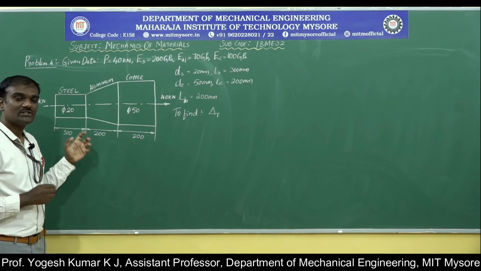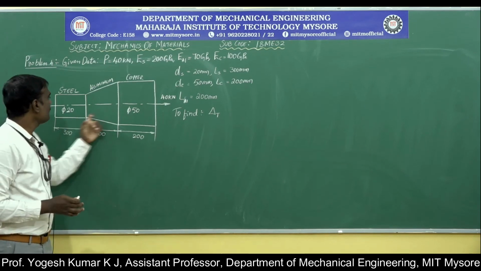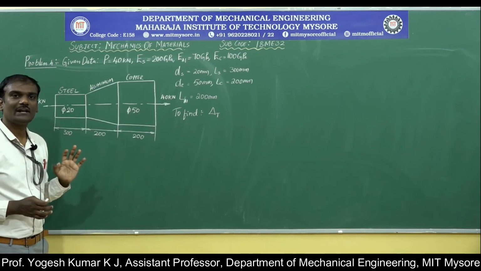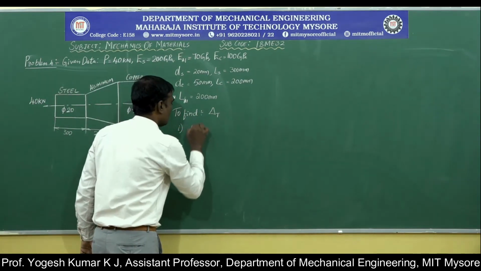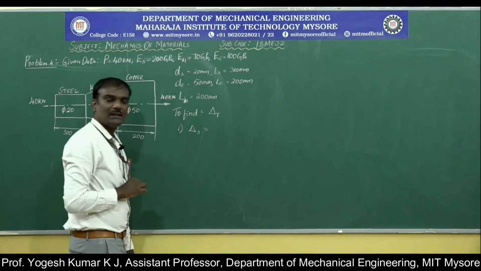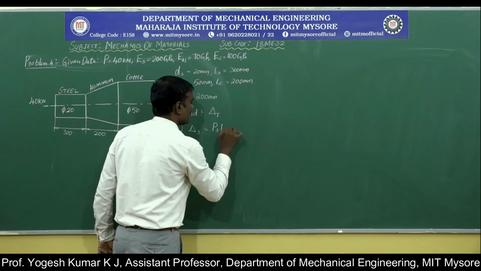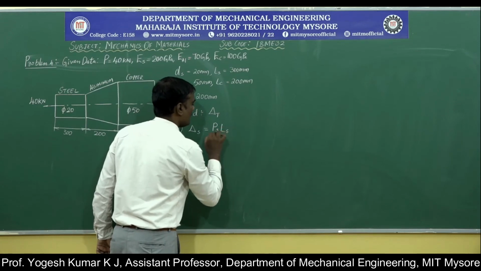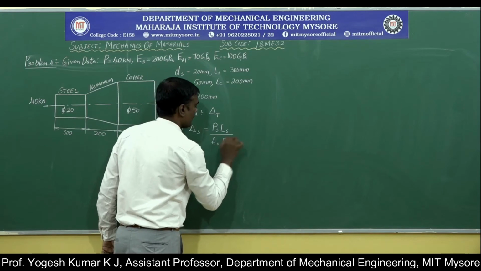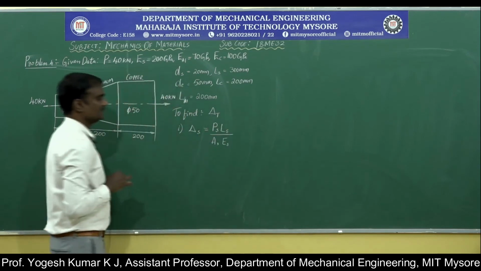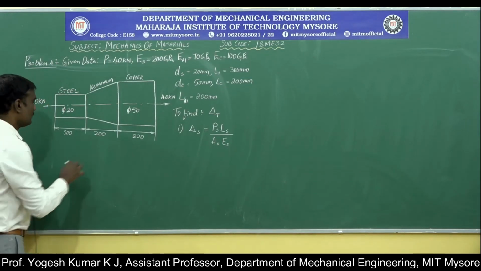Since it is subjected to tension, there will be elongation, there will be increase in length. So we are going to add the individual elongations to get the total elongation. First section, let us call elongation of the steel. The steel section is a uniform section having a length of Ls, area of As and Young's modulus of Es.